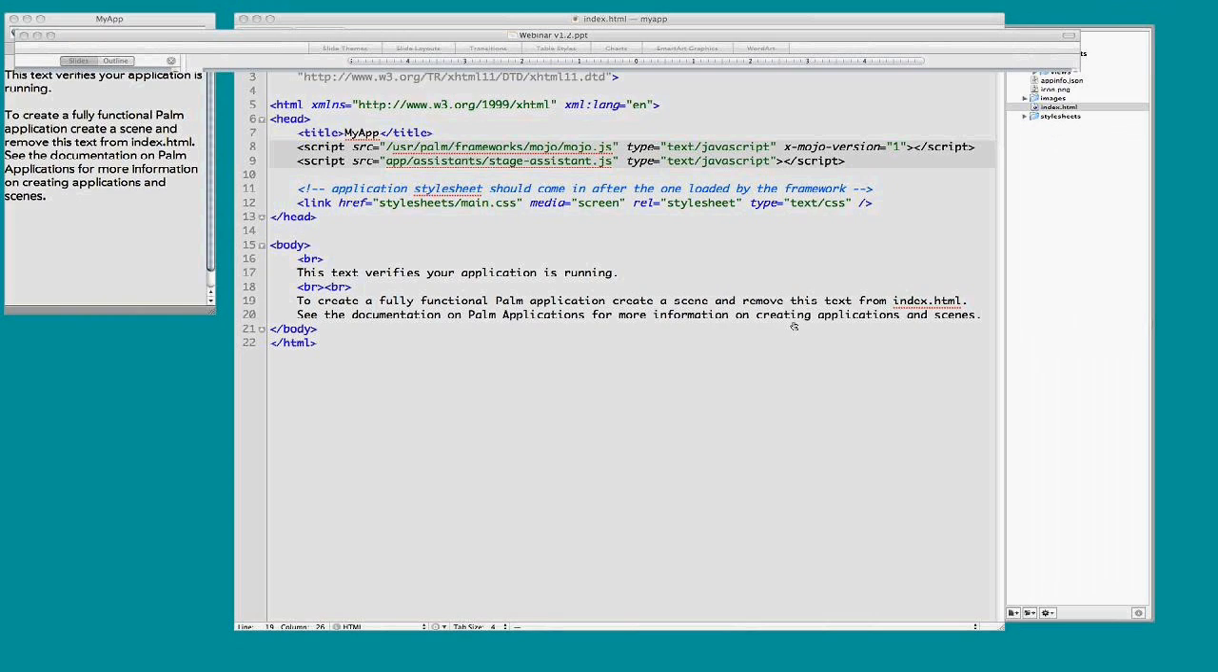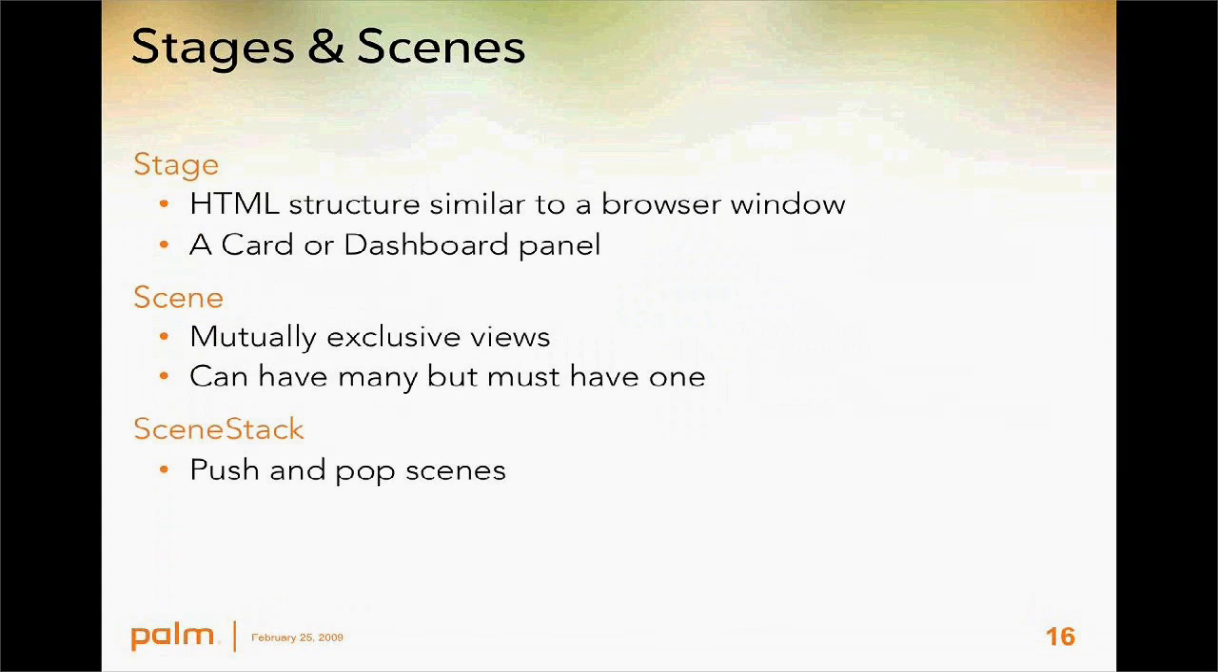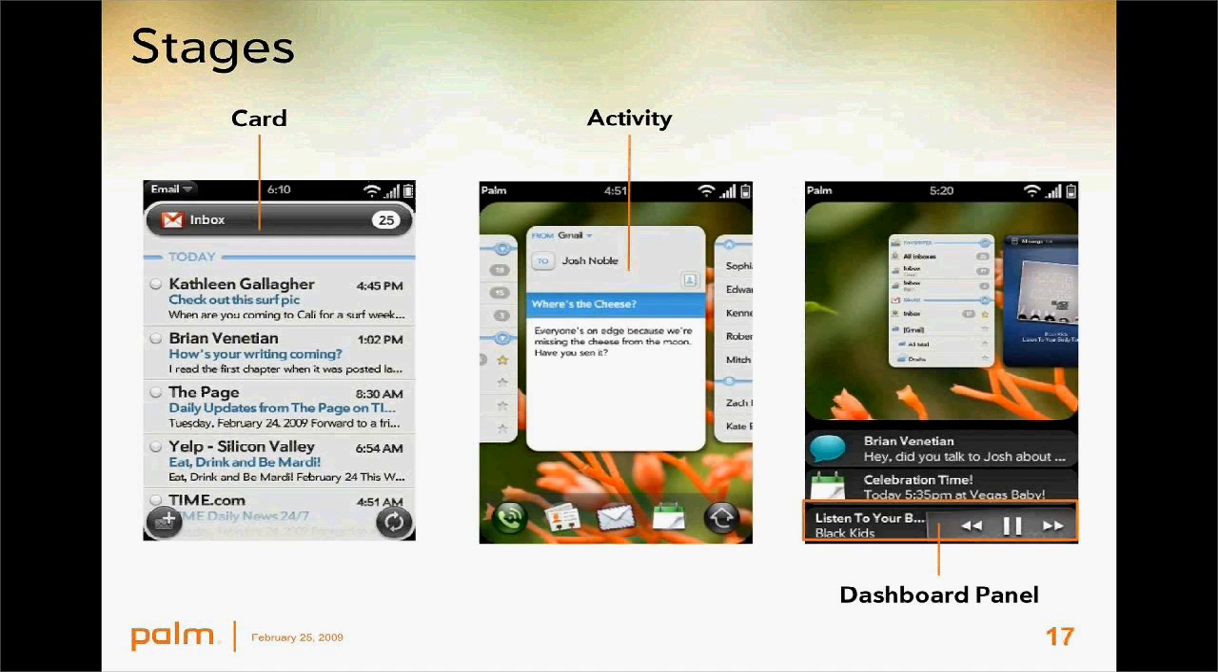So we built an app with that command. I'm going to switch back to the presentation now, and we're going to actually start putting something in the app. So we're going to add a scene, and I want to introduce stages and scenes. These are Mojo terms and structures for webOS. To create the kind of user experience that we designed, we felt that we had to do something formally above conventional web structures. So we came up with stages and scenes. A stage is very much like a browser window or browser tab. It's a window. In our user experience, it refers to cards and dashboard panels, among other things.